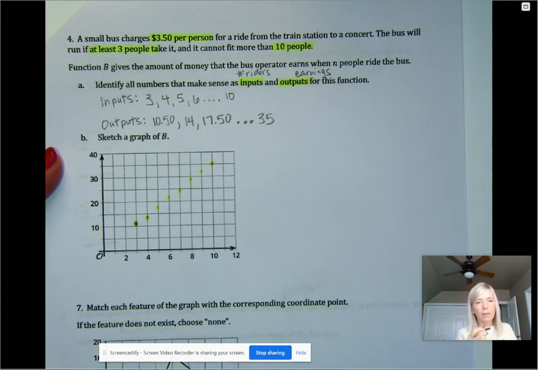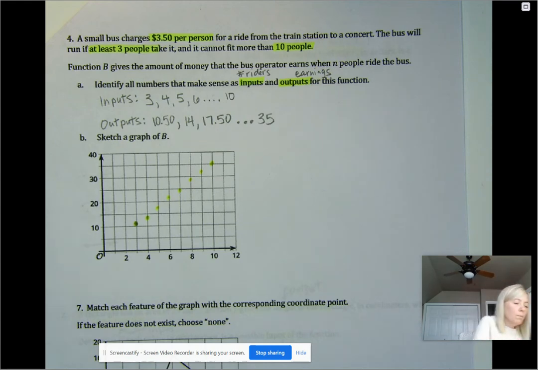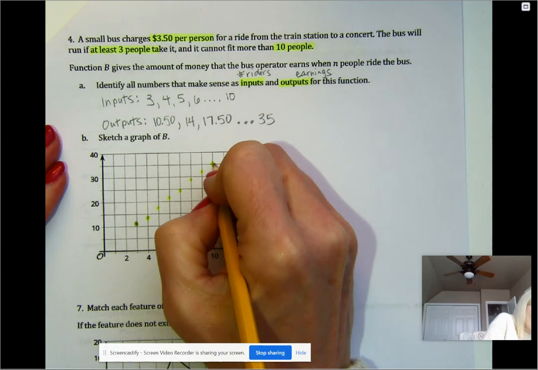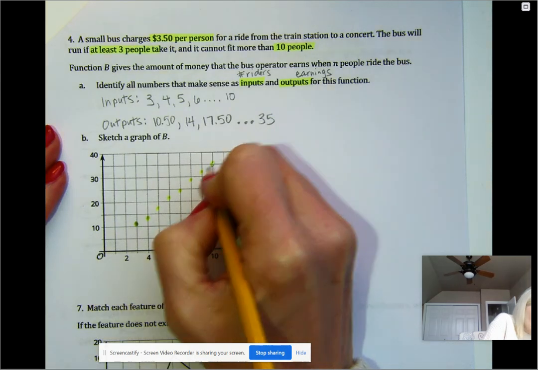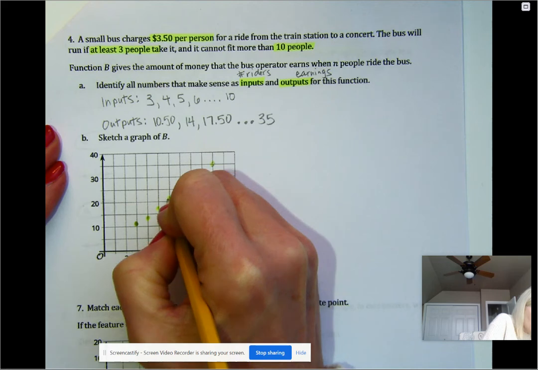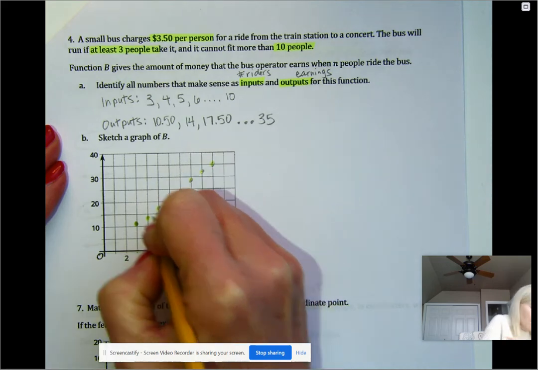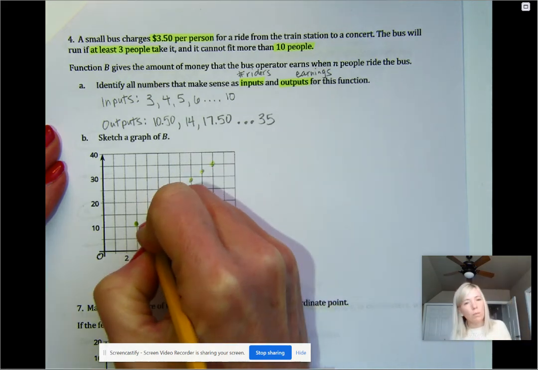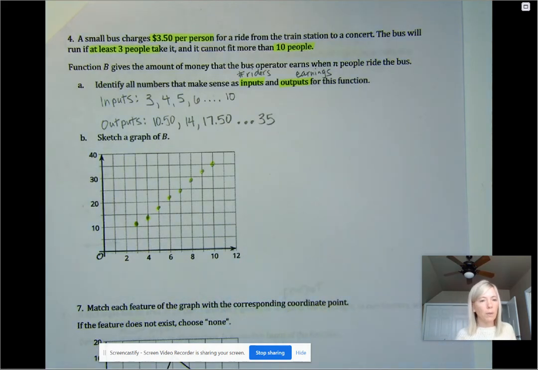I'm not going to connect the points on this one, because connecting the points would mean that there's a possibility of values in between these points. And because the riders on the bus are going to be in whole numbers, there aren't any possible values between them.